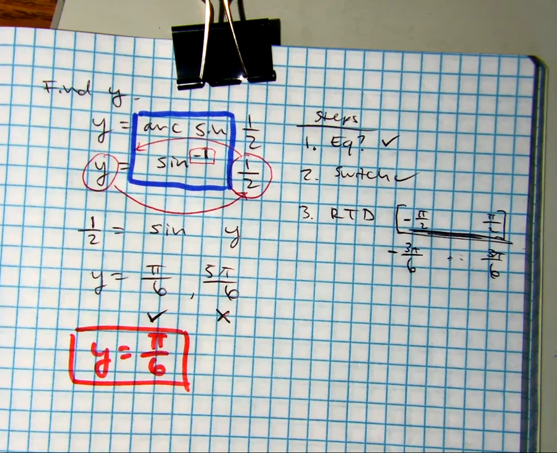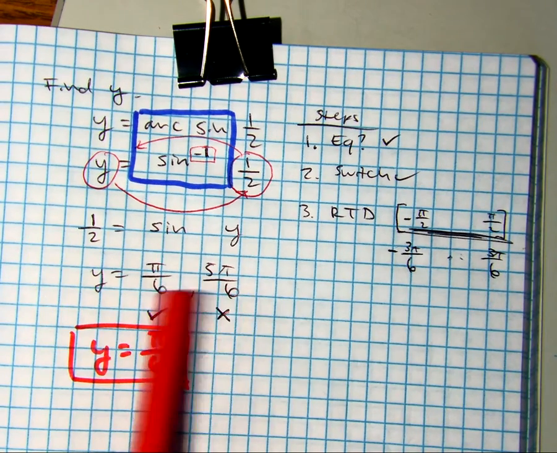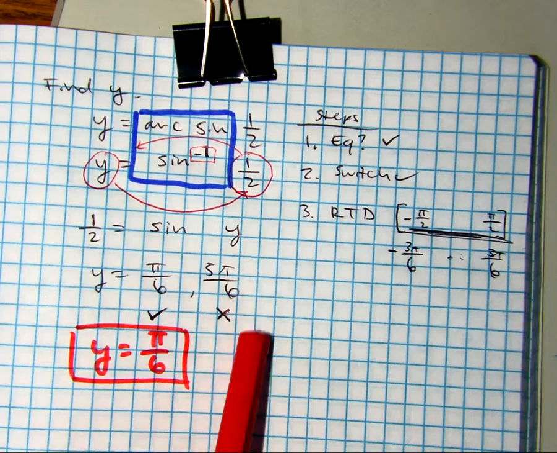Now, I like seeing this on your papers. I like to see that you knew where sine is positive 1/2. And then I like to know that you knew to reject one and accept one.